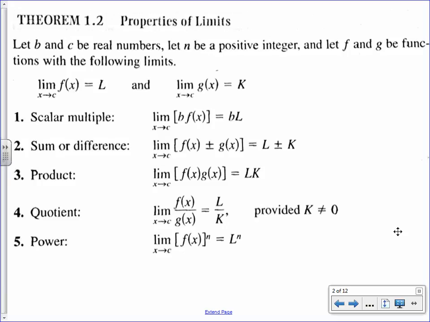So if we know the limit as x approaches c of f and the limit as x approaches c of g, we wouldn't have to add f of x and g of x together to find the limit. We can just add their limits together. It's just kind of a shortcut for you.